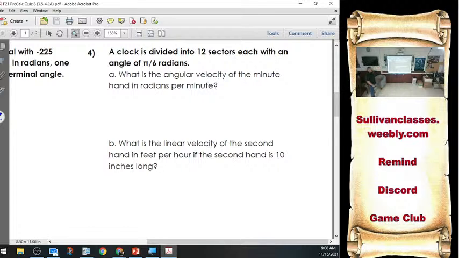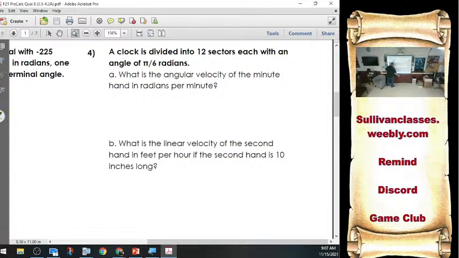Well, we did do a bunch of unit analysis stuff. A clock is divided into 12 sectors. Well, yeah, look at a clock. If a full revolution is 2 pi, then I take that 2 pi and divide it into 12 sections, and each one is worth pi over 6 radians. What is the angular velocity of the minute hand in radians per minute?